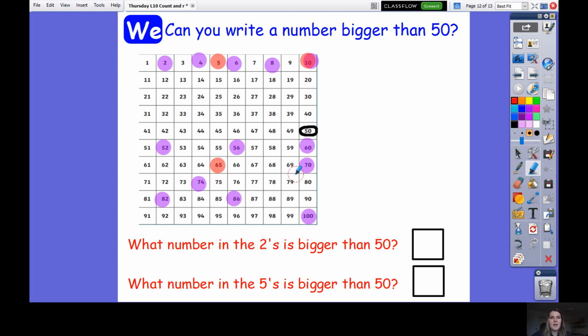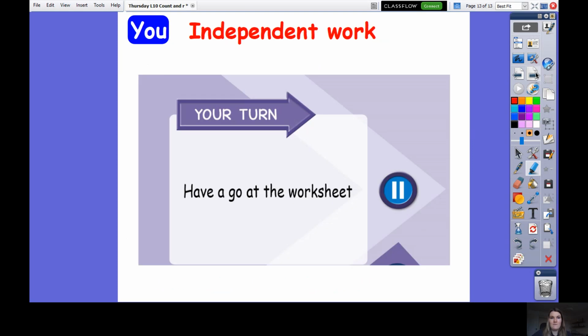65, well done, that is in our 5s. 80, well done, because it ends in a 0. 95, fantastic. 67, well done, not 67. Why not 67? Because it doesn't end in a 5 or a 0. It's an odd number. It has to end in a 5 or a 0. Okay, give me 2 more. 90, well done. And 55, fantastic. You found so many numbers bigger than 50. I think you're going to be very well prepared for your worksheet then.